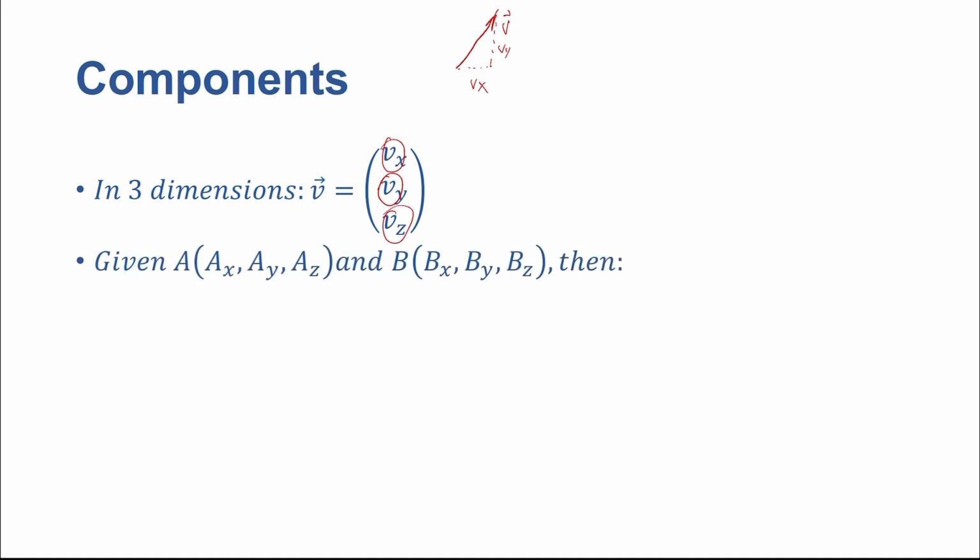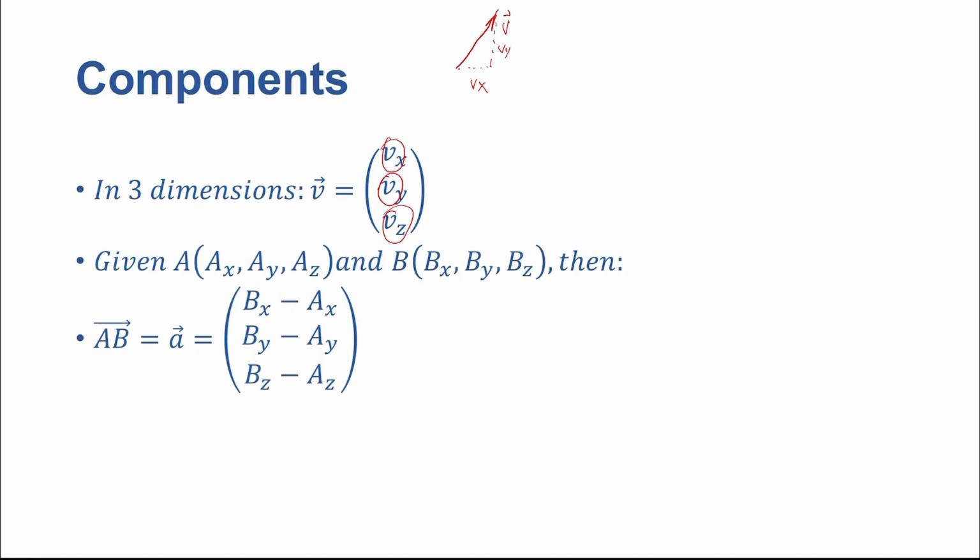If I know a point A, and I know a point B, and I know the components of the point A, or I know the ordered pair for the point A and the ordered pair for the point B, then I can describe a vector between A and B. So I just take the difference.